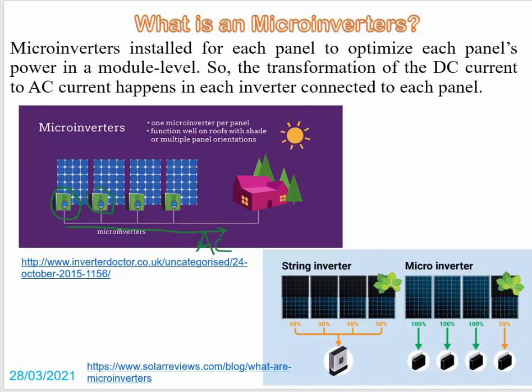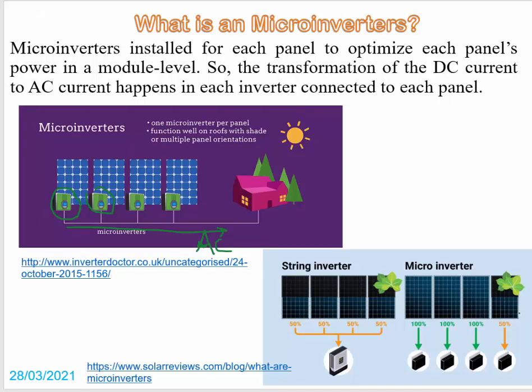So what's the difference between the string inverter and the microinverter? We can see here, in the string inverter, we use only one big inverter. But in the microinverter, we use a number of microinverters equal to the number of solar panels. Of course, microinverters are more expensive than the string inverter. But the microinverters solve the problem of shading.